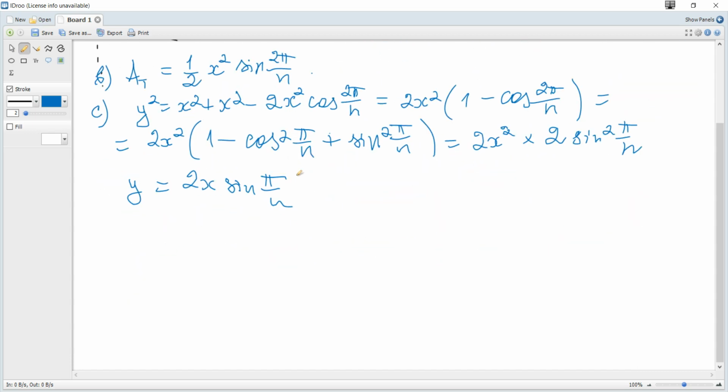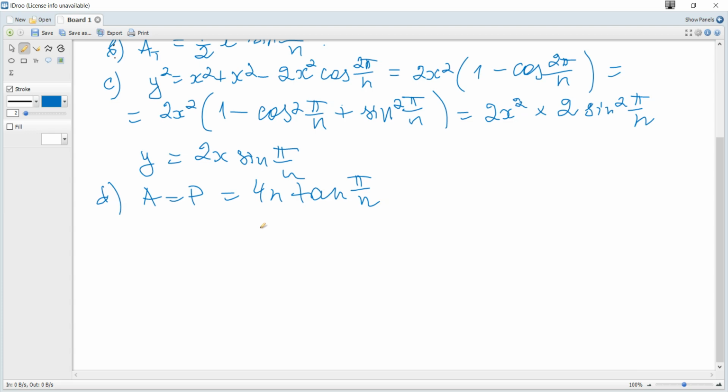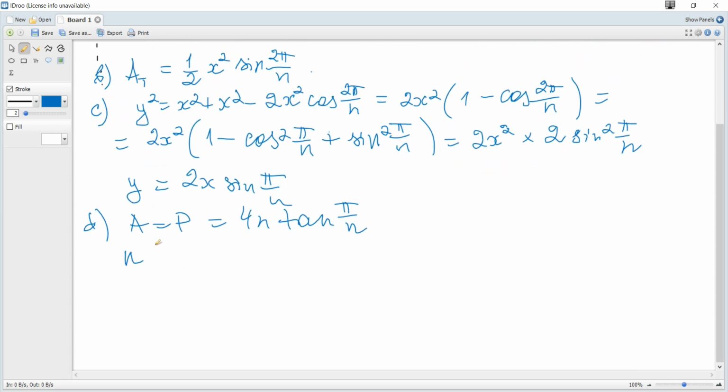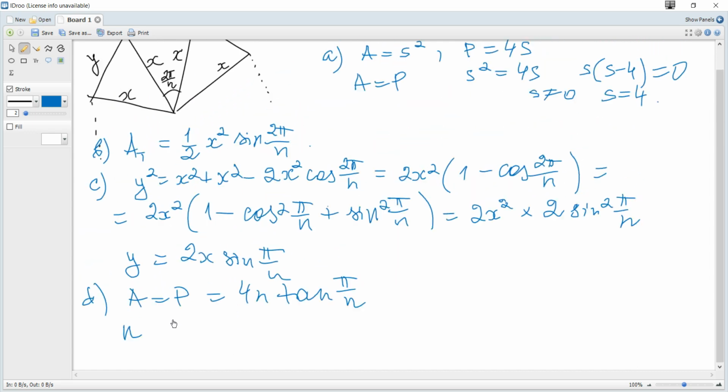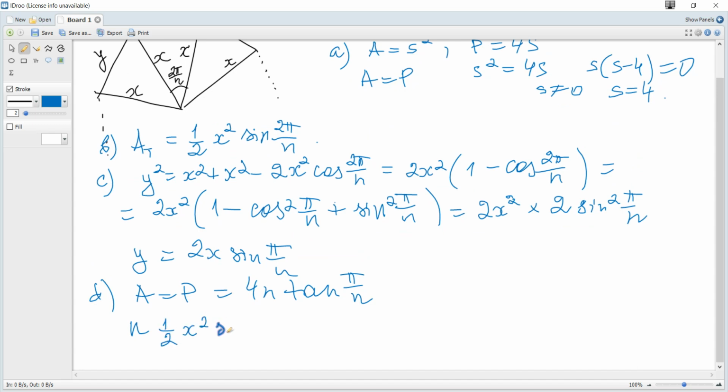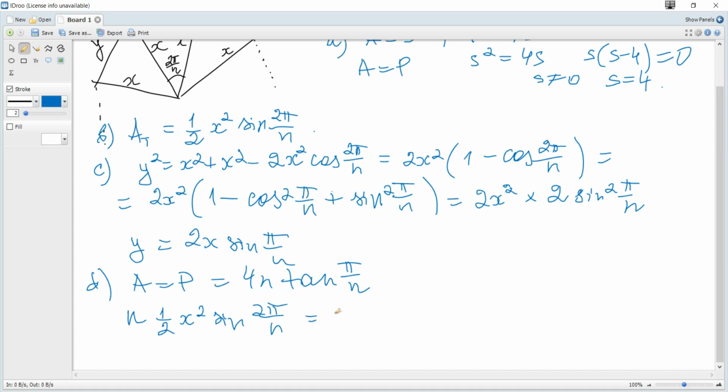Next, use the results from parts B and C to show that A is equal to P is 4n times tangent of pi over n, 7 marks. So let's consider area to be equal to perimeter. Area is n times the area of one triangle, so n multiplied by half times x squared times sine of 2 pi over n. It should be equal to the perimeter, and perimeter is just n y, and y is 2 multiplied by x, multiplied by sine of pi over n.